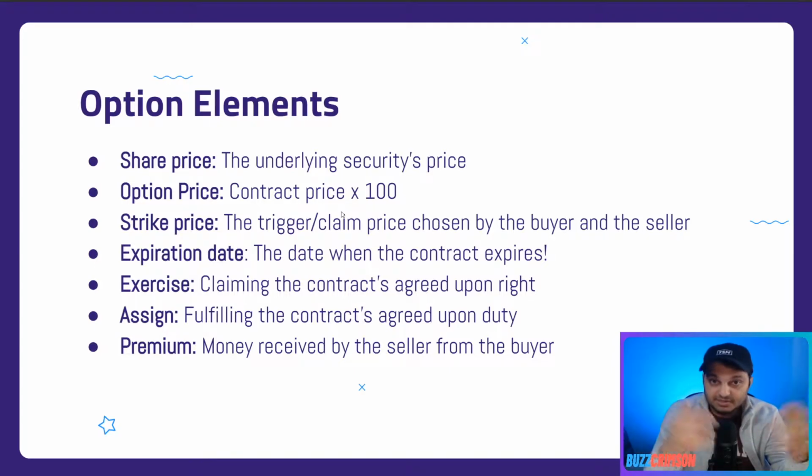Exercise, claiming the contract's agreed upon right. If the contract says I can buy the shares at a certain price, that's it. If it says I can sell at the strike price, that's my agreed upon right because I paid for it. Assign is essentially fulfilling the contract's agreed upon duty.